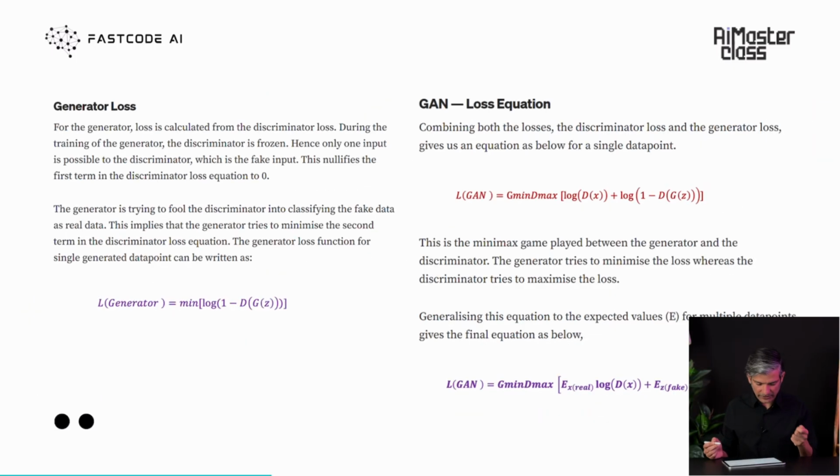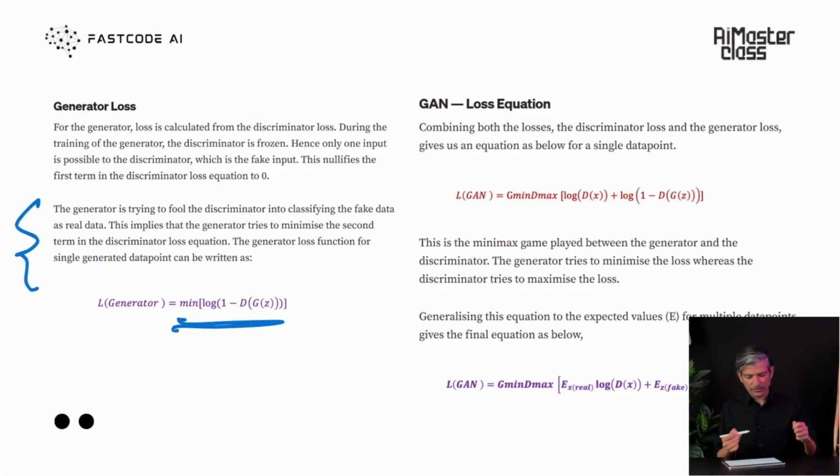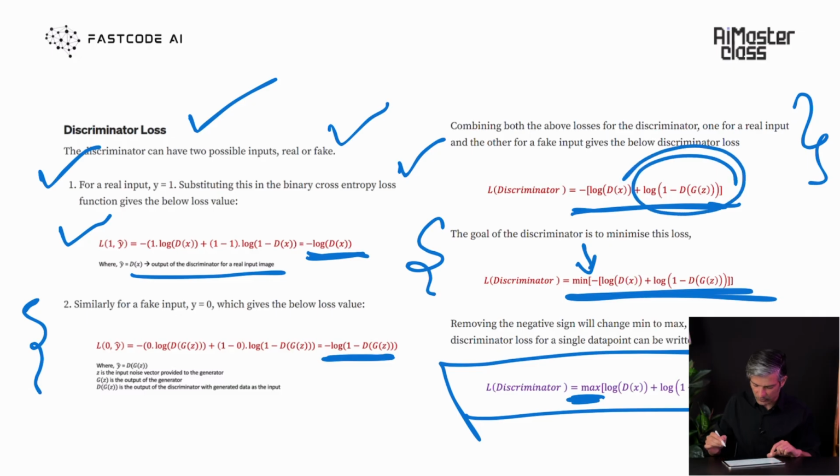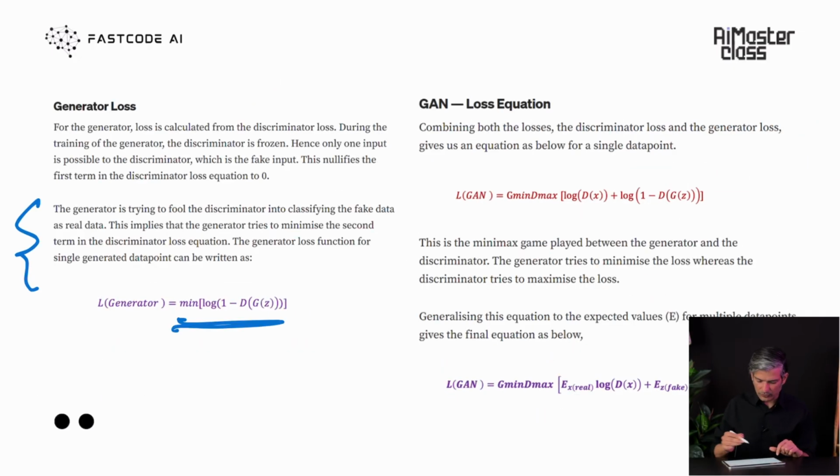Now let's look at the generator. What we are doing is we want to flip the label, right? We want to maximize what we had. So what we want is to minimize the log of 1 minus D(G(z)), right? So this is essentially this equation, but with the flipped label.